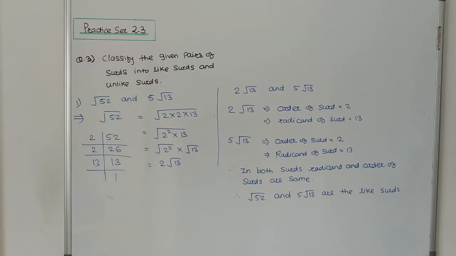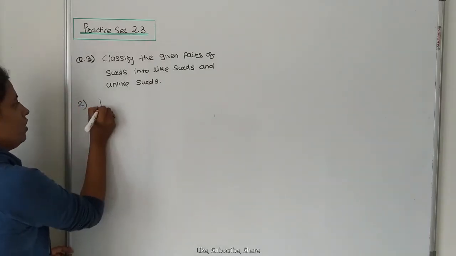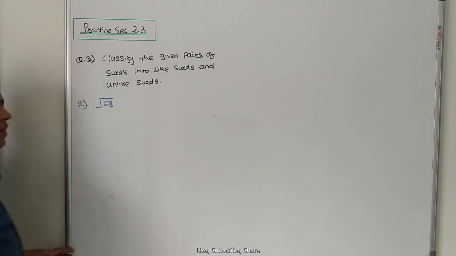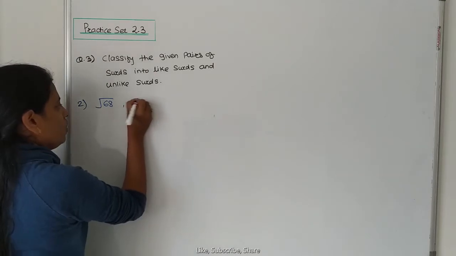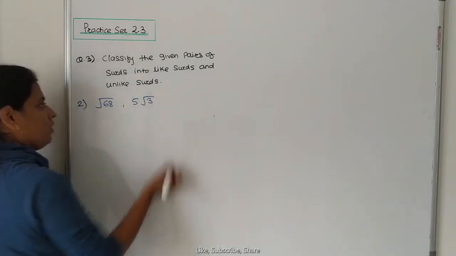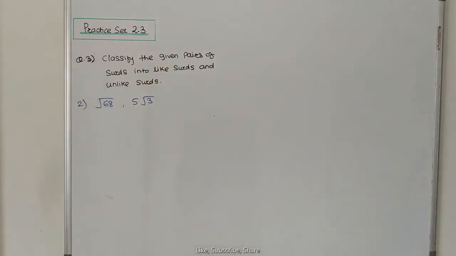That is the second question: root 68, comma, 5 root 3. Root 68, comma, 5 root 3. First of all, we have to factorize 68 here. We have to write it like this.